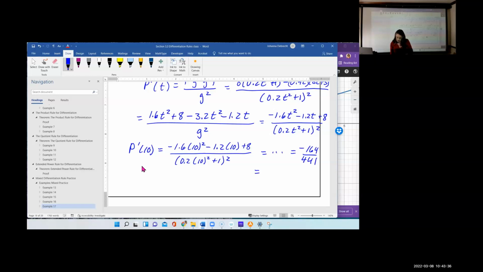This is basically a negative 0.372 million per year. Is it healthy or not healthy? Unhealthy. It's losing a population.